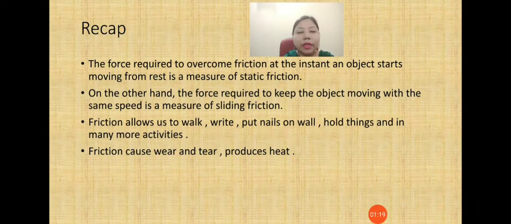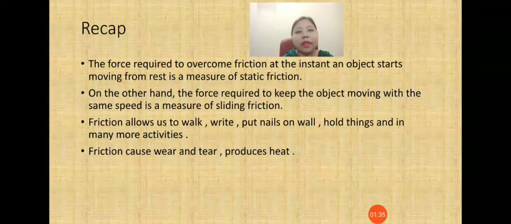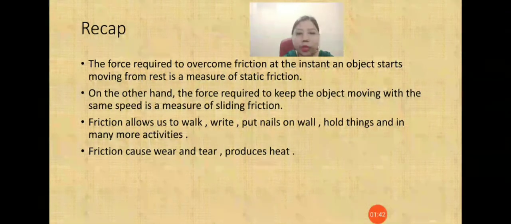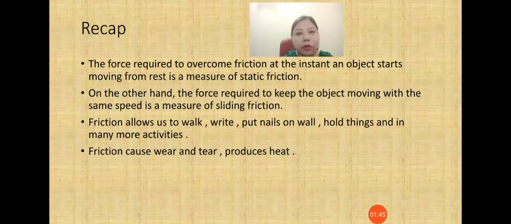Friction causes wear and tear and produces heat. So in the previous class, we can conclude that we have learned about the advantage and disadvantage of friction. Friction has both advantage and disadvantage. So there are instances where we want to increase friction and there are situations where we want to reduce friction.